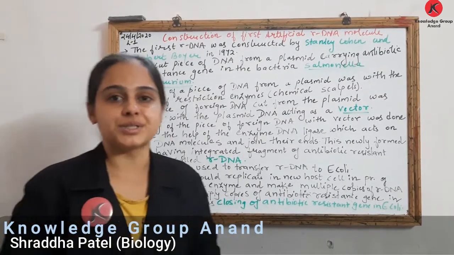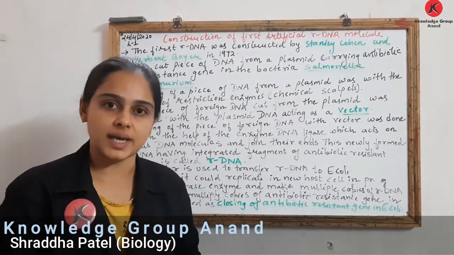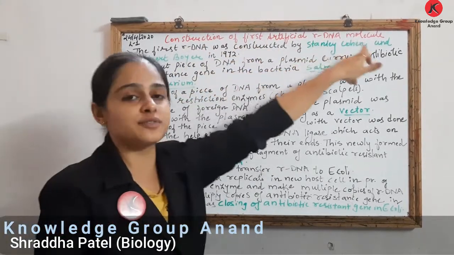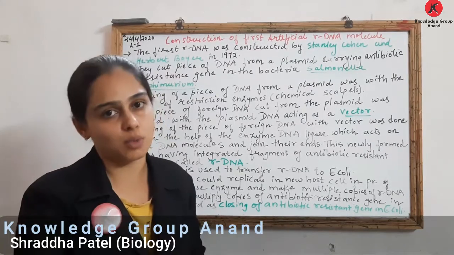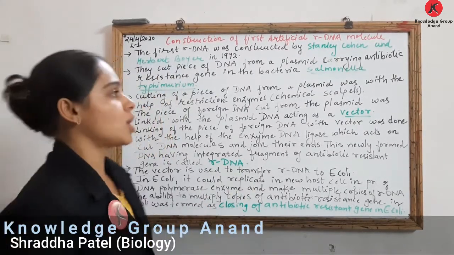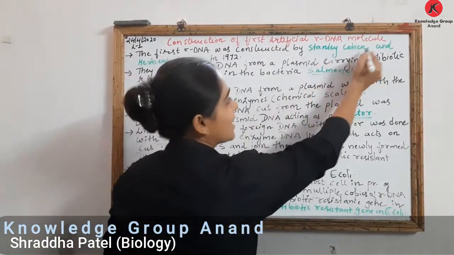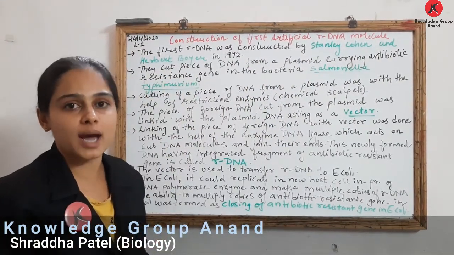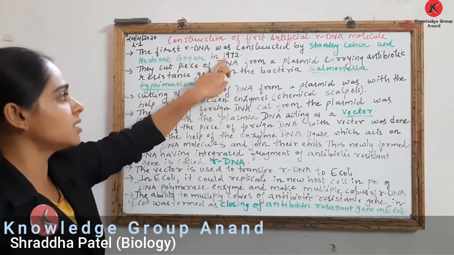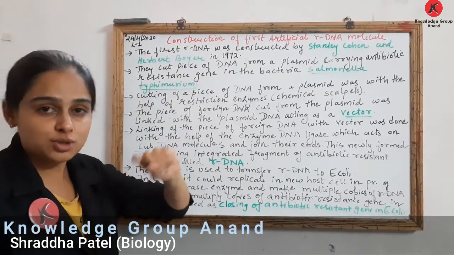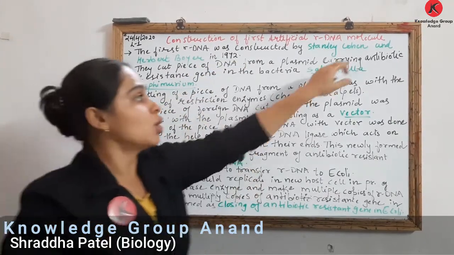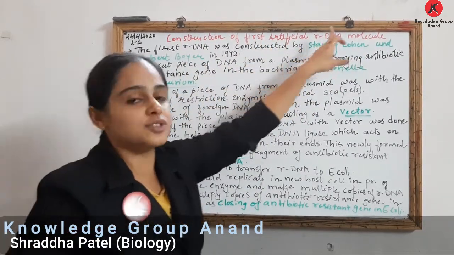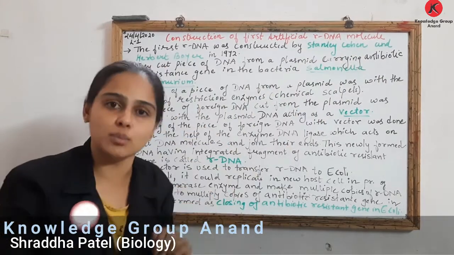Let us understand the history of recombinant DNA. Here we are going to describe the construction of the first artificial recombinant DNA molecule. It was done by Stanley Cohen and Herbert Boyer. Cohen and Boyer, you have to remember this, in the year 1972. In 1972, Cohen and Boyer constructed the first artificial recombinant DNA molecule.